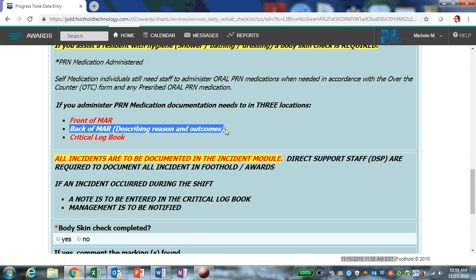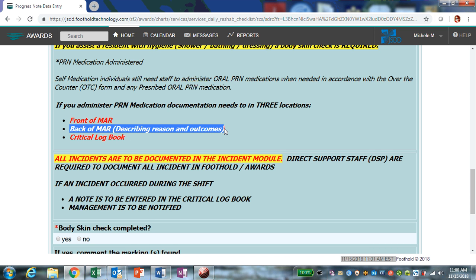Administer Tylenol for headache. 4 hours go by. You ask the resident, do you still have a headache? Provided that the 4 hours is what's indicated in the OTC form. The resident says, I still have a headache. It still hurts. Guess what? The outcome was not effective. You administered a second dose of Tylenol.